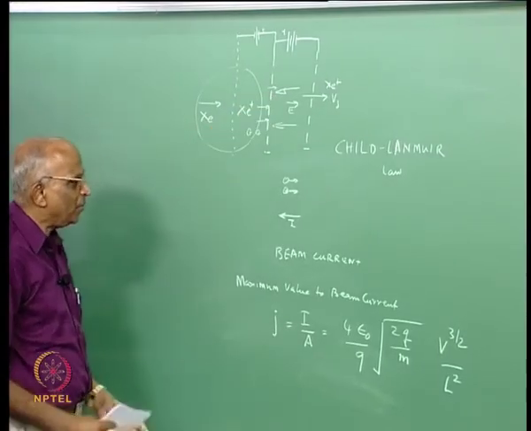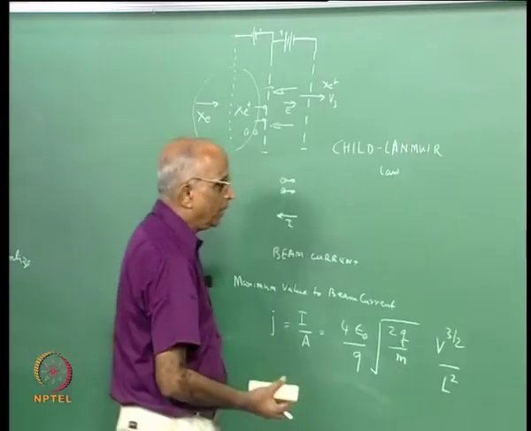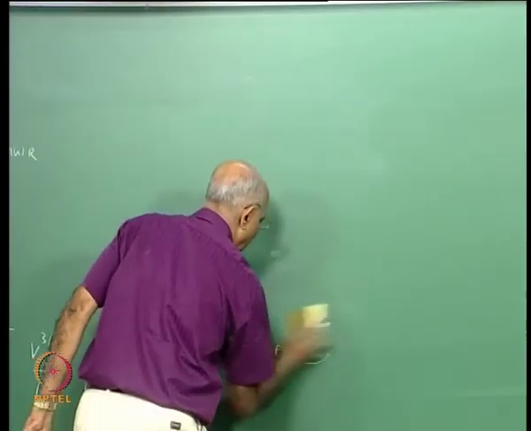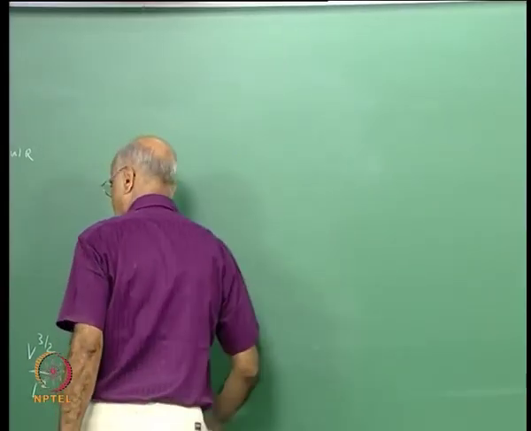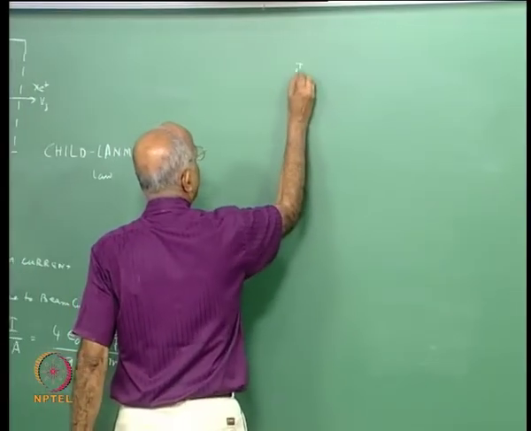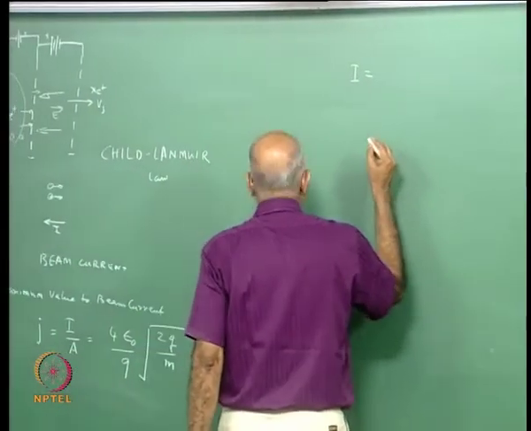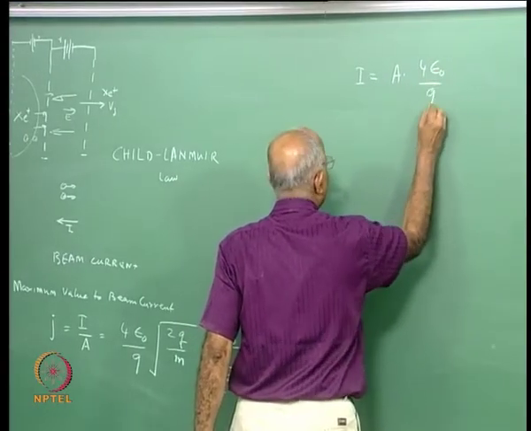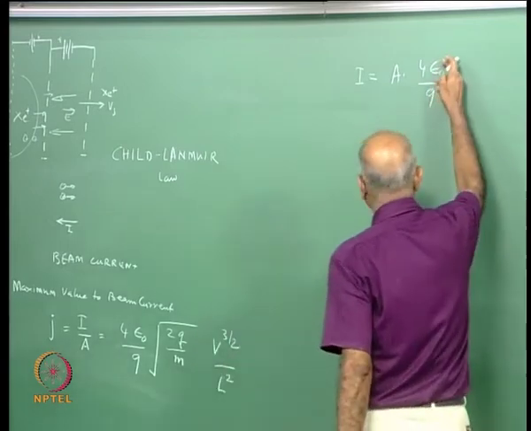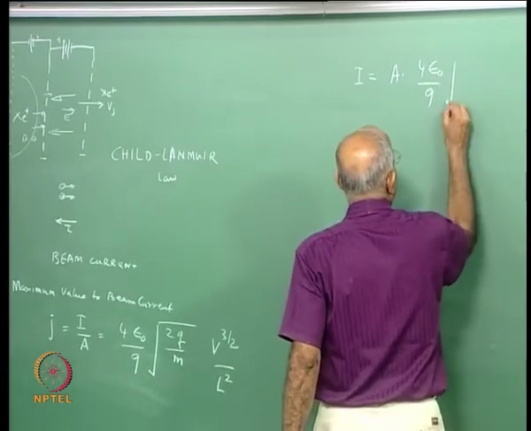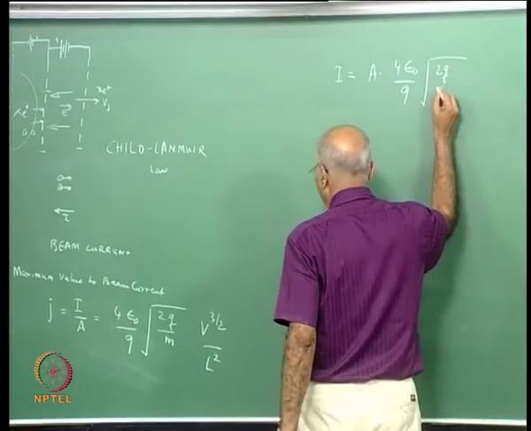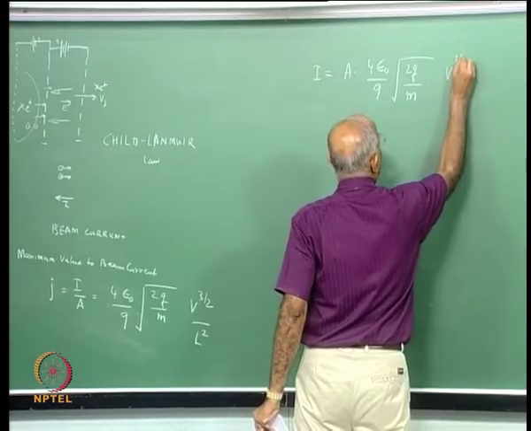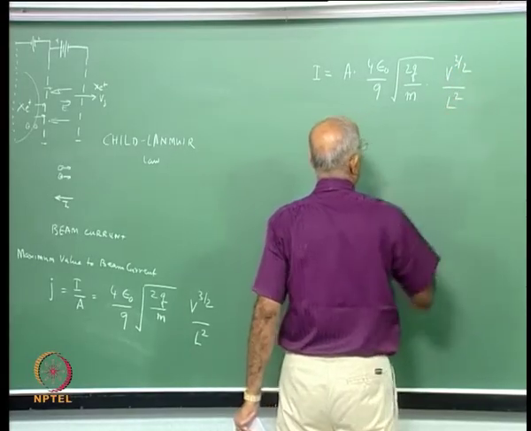Therefore, the maximum value of current which is possible in an ion rocket is given by I equal to JA, where J is the critical value. So the maximum current is A into 4 times the permittivity of free space divided by 9, the unit of permittivity we saw as farads per meter, into 2q divided by the mass of the charge, into voltage to the power 3 by 2 divided by L square.